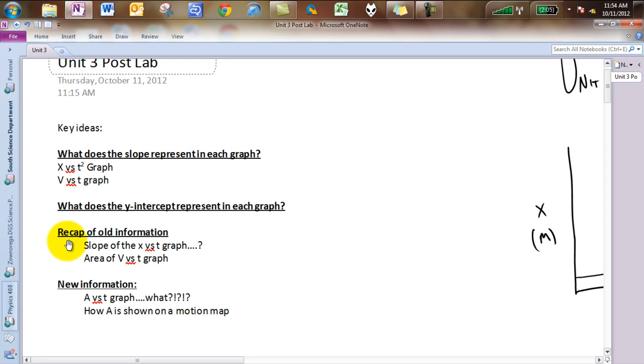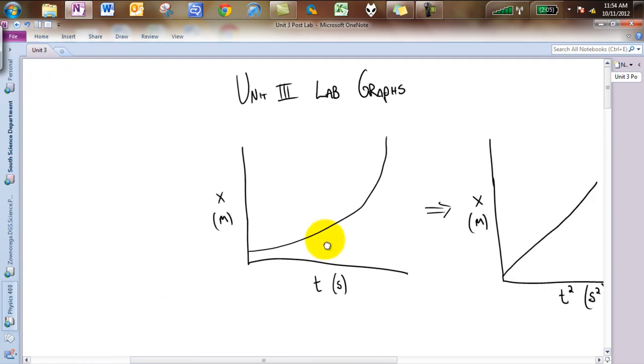So, key ideas, you can write these things down. I would if I were you, and just kind of check them off as we go, and I will revisit these as we do it. So, in class, you will realize that we need to look at what does the slope represent in each graph. So, let me zoom out real quick, move on over here.